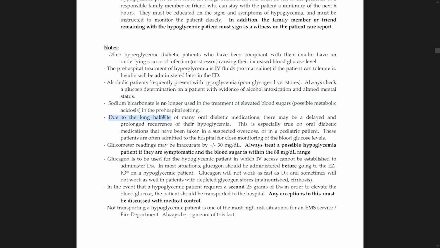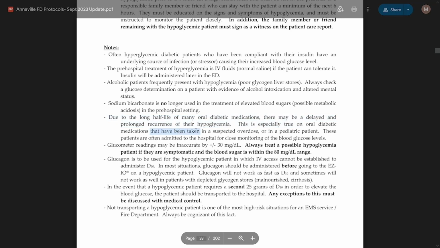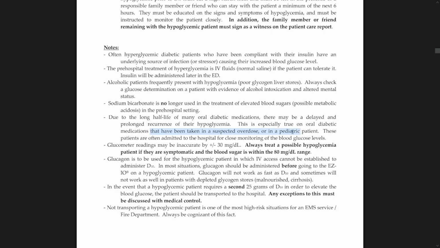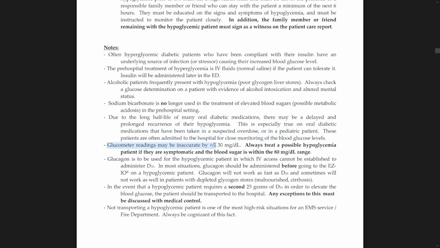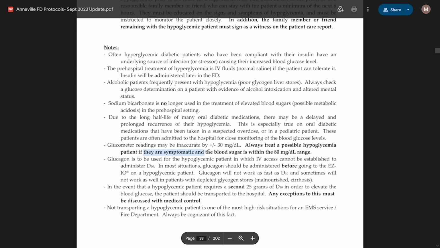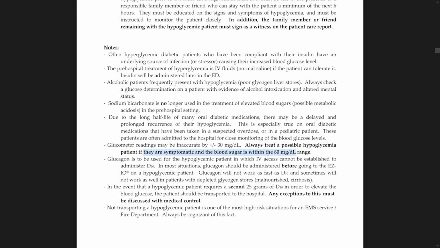Sodium bicarbonate is no longer used in the treatment of elevated blood sugars or possible metabolic acidosis in the pre-hospital setting. Due to the long half-life of many oral diabetic medications, there may be a delay and prolonged recurrence of hypoglycemia. This is especially true with oral diabetic medications taken in a suspected overdose or in a pediatric patient. These patients are often admitted to the hospital for close monitoring of blood glucose levels. Glucometer readings may be inaccurate by about plus or minus 30 units. Always treat a possible hypoglycemic patient if they are symptomatic and their blood sugar is within 80 units.